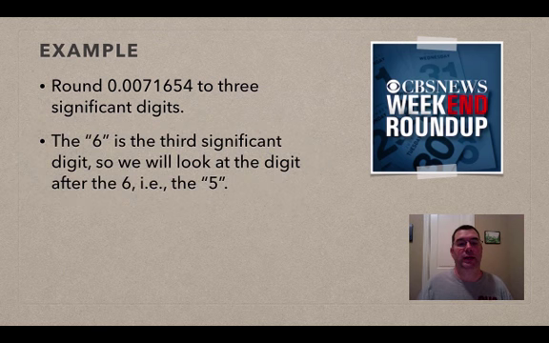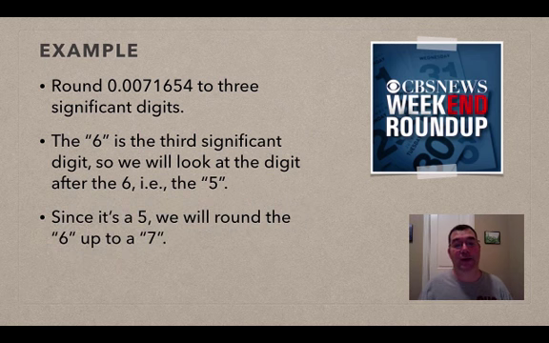So basically I'm looking at all the digits that aren't zeros. So there's the 7, the 1, the 6, the 4. The third of those is the 6. So I'm going to look after that one, since I'm rounding that 6 either to a 7 or keeping it a 6. So I look after the 6 and there's a 5. Well, 5 is equal to 5, and I round up because if it's 5 or greater, then I round up. So the 6 is going to become a 7.